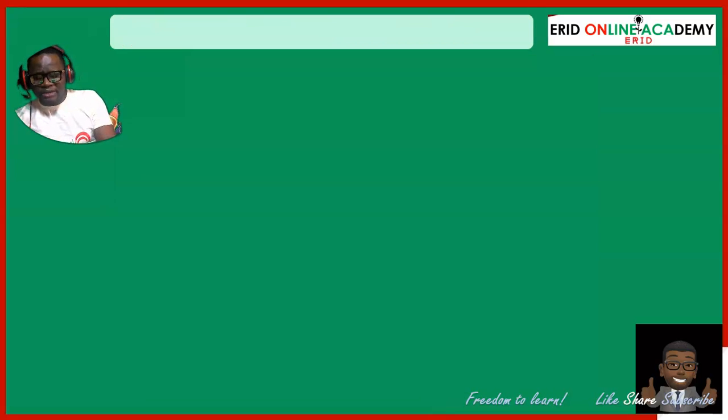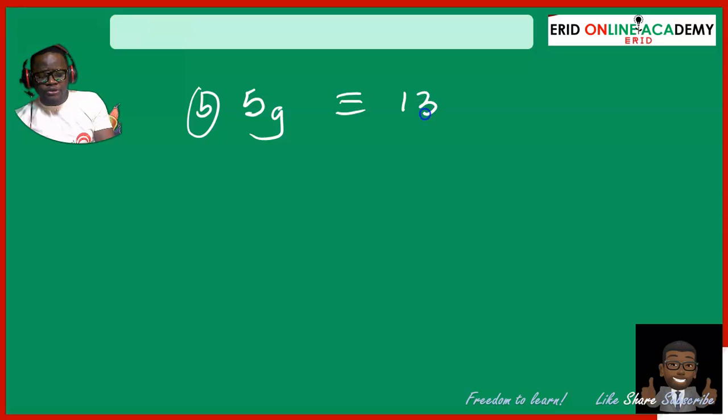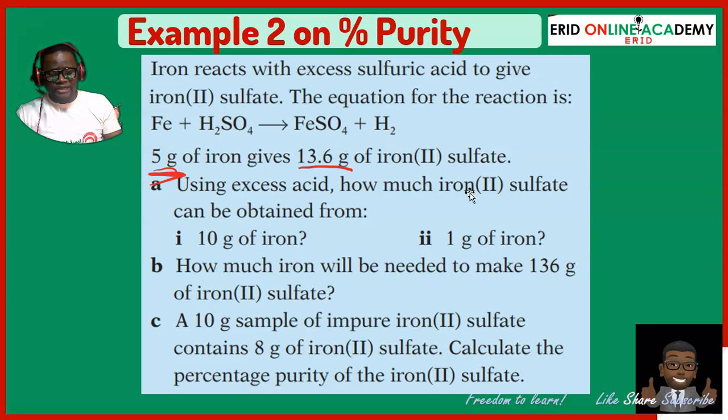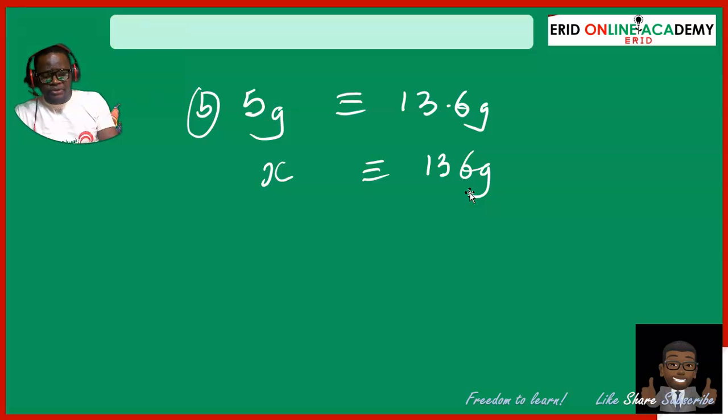From the question, we're able to establish that 5 gram, okay, we're looking at B part now, but 5 gram of iron always produce 13.6 gram of iron 2 sulfate according to this particular equation that we have there. Now the question is asking us, what mass of iron will produce 136 gram of what? Of iron 2 sulfate. 136 gram of iron 2 sulfate. So let's just find the ratio.